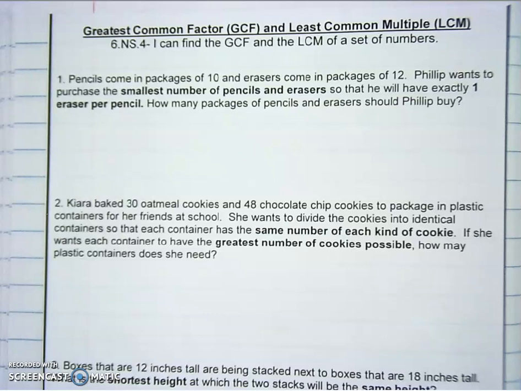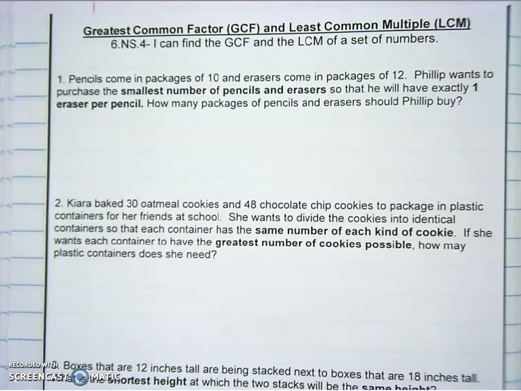Okay, so today we're going to cover greatest common factor and least common multiples relating to word problems or real life scenarios. So I have 4 problems here that have to do with real world situations where we use greatest common factor, or GCF, and least common multiple, which is LCM. So today we're going to find the GCF and LCM of a set of numbers, and then we're going to use real life scenarios.